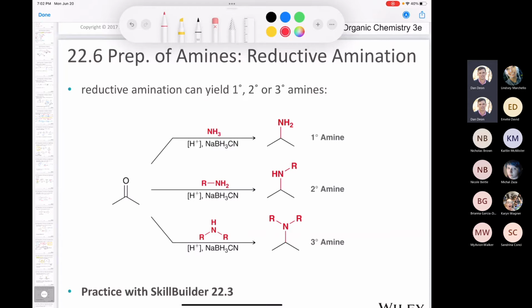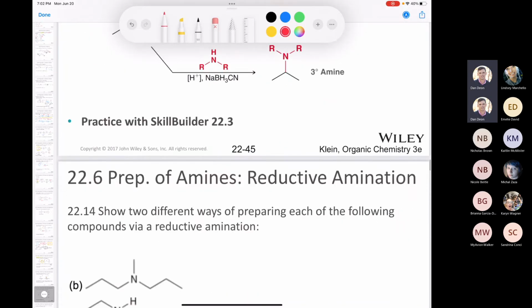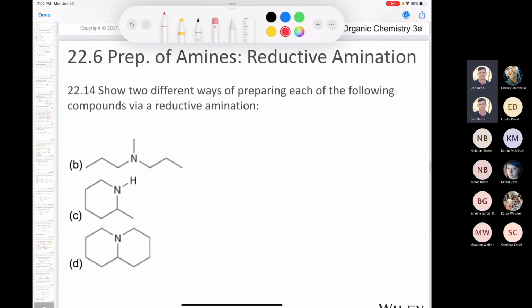Let's just take a look at a practice problem. Let's take a look at a question and see if we can find a way to do a reductive amination. And then I think we'll call it a day for today, because after this, we've only got a couple of sections left. So we've got to check here.